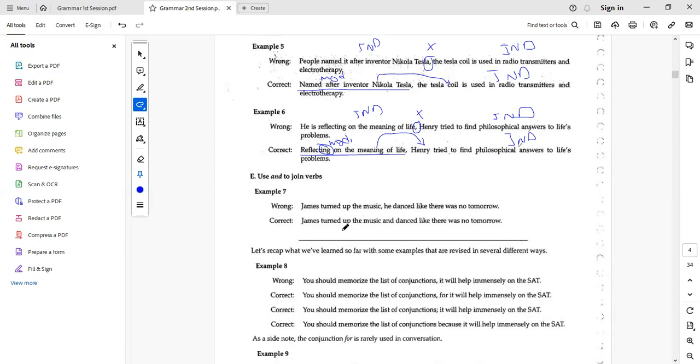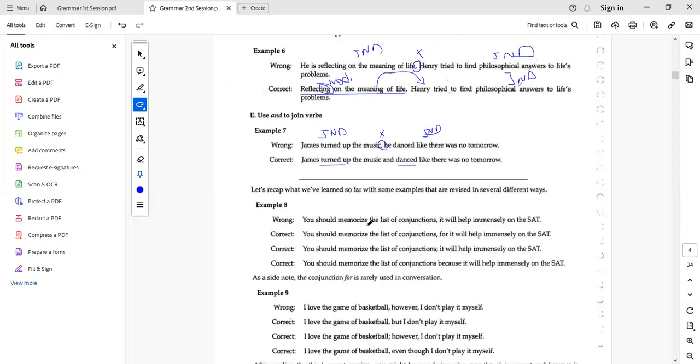Here he told us, if you have two independent clauses that come after each other, you can make a simple sentence by making compound verbs, like here. James turned up the music. He danced like there was no tomorrow. I know that these are independent and the comma between them is wrong. So what he did, he made a compound verb. Because James turned up and James danced, he said only James turned up and danced without putting anything, only the conjunction. Because they are a compound predicate or compound verb. Okay, take care.